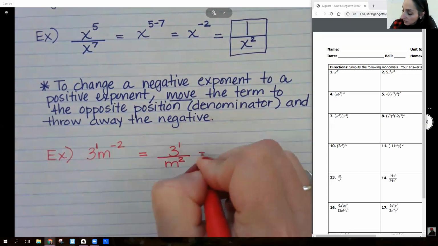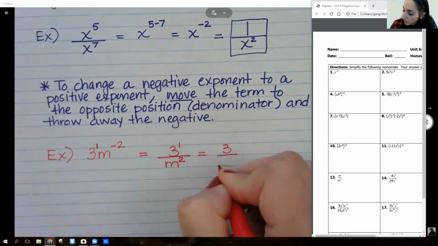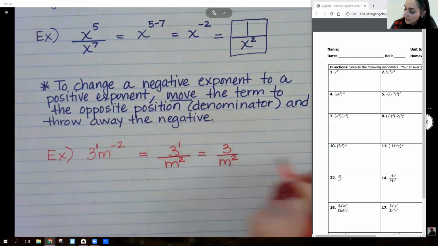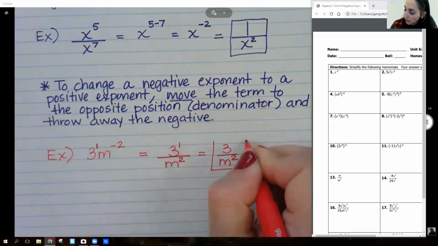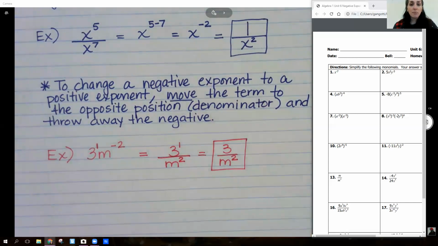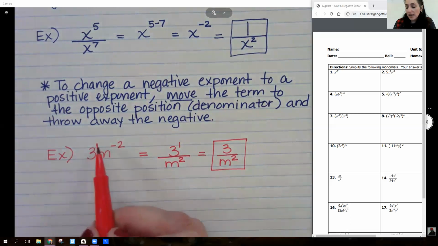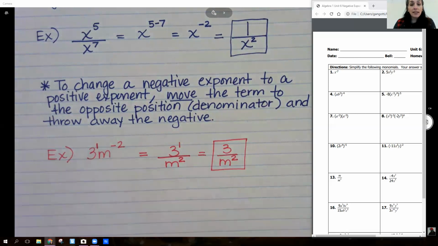So now this would be 3 over m to the +2. And now you are done. That's perfectly acceptable and correct and proper notation. Okay. So I wanted to go over an example that had something with a positive exponent and something with a negative exponent to show that the only thing that moves down into the denominator is the one that has the negative exponent. And then you throw the negative away.